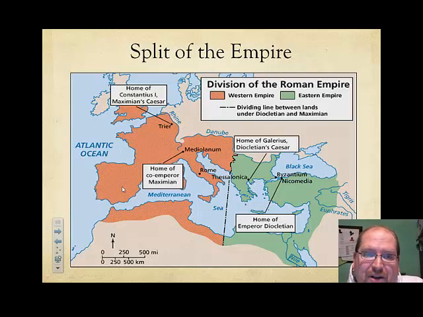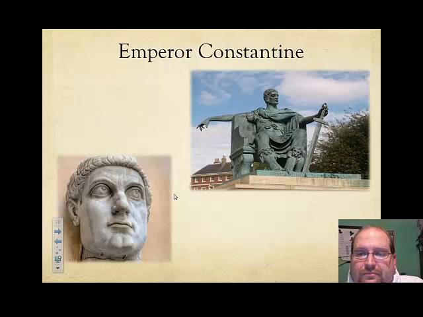Here's kind of how it's split up here. In the east, he kept control with its homeland in Byzantium, and he gave the west over to a guy by the name of Maximian. Now, Diocletian kept ultimate control over everything, technically, but overall, the Western Empire, he just left to Maximian to do whatever needed to be done. And then we get to Constantine.